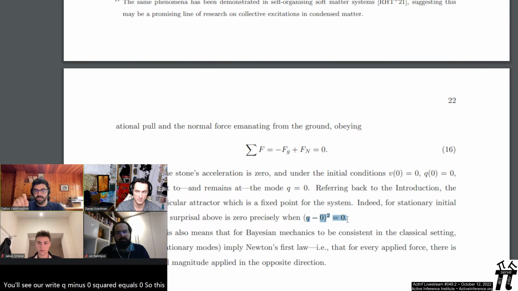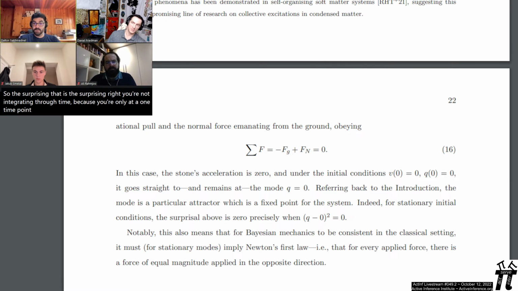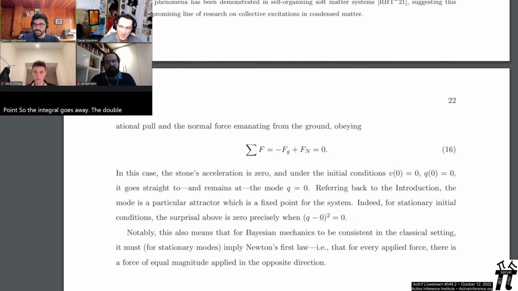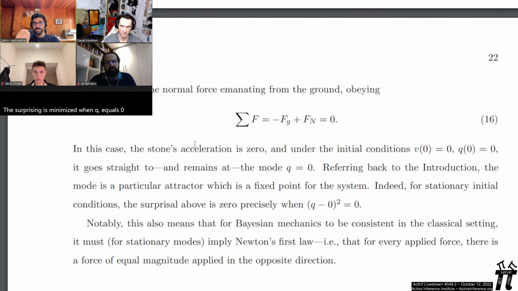So that is the surprisal, right? You're not integrating through time because you're only at one time point, so the integral goes away. And the double integral of the force over time is just 0 because the forces are at equilibrium. So the surprisal is minimized when q equals 0, when there is no motion and the system is at the mode. In this case, you can imagine q as a generalized position corresponding to the height above the ground. So when q is on the ground, not moving at that time point, you are minimizing your surprisal. And that's what we call mode matching.